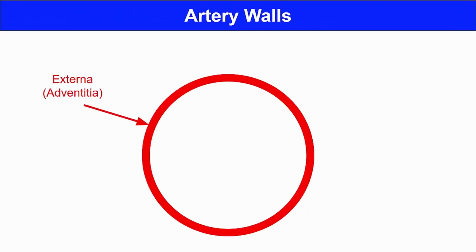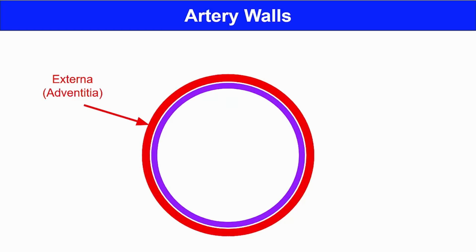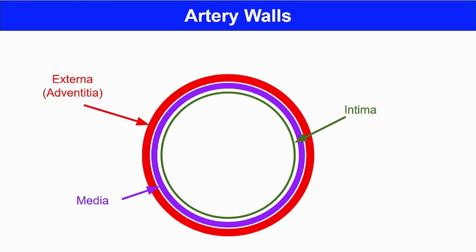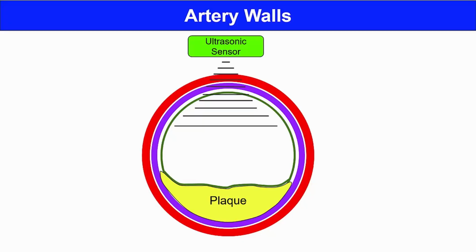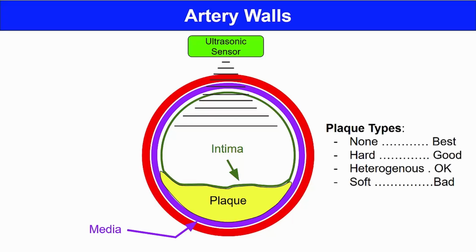Your arteries are built in layers. The outermost layer is the externa, also known as the adventitia layer. The middle layer is the media layer, and the innermost layer, which is also the thinnest and most fragile, is the intima layer. Plaque forms between the media and the intima layers. As it gets worse and worse, you end up with something like this between those intima and media layers of the artery wall. Using ultrasound, you'll be able to see those intima and media layers of the artery wall, the plaque, and what kind of plaque it is, in real time.